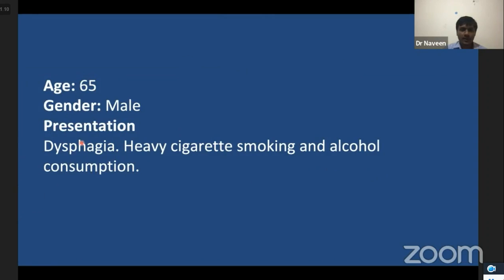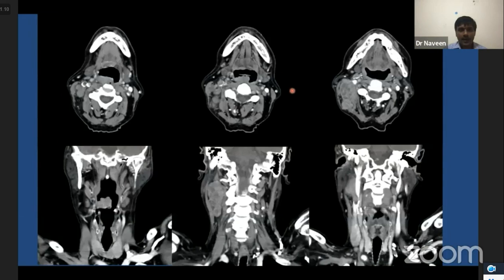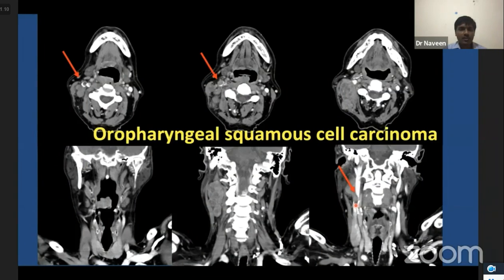Here is a 65-year-old male who has a history of cigarette smoking and alcohol consumption, presenting with dysphagia. Axial sections of the CT. Here we can see an exophytic mass lesion arising from the right lateral oropharyngeal wall, which is crossing the midline. And we can see a conglomerated heterogeneously enhancing lymph nodal mass within the right level 2. And we can also see a filling defect within the IJV. So this is a case of an oropharyngeal squamous cell carcinoma.